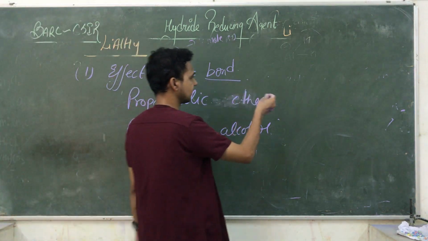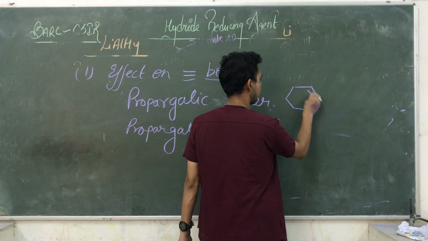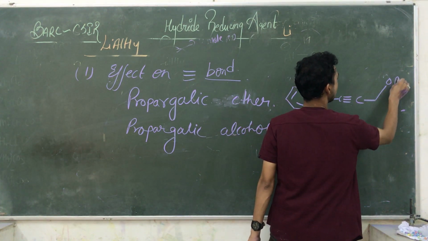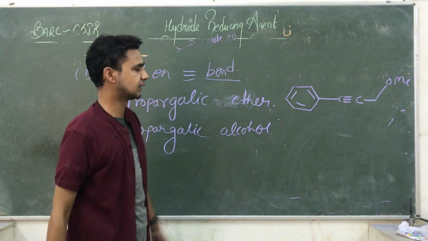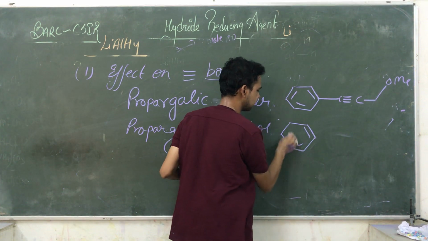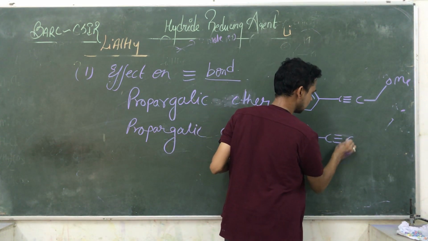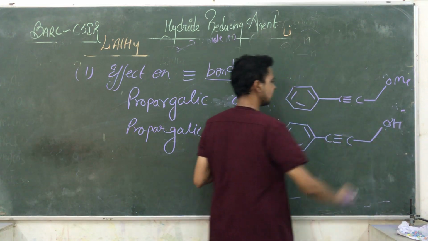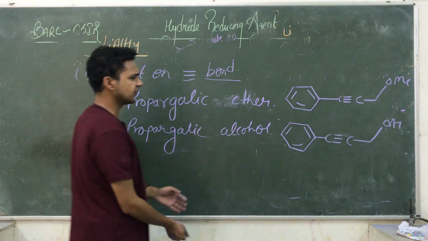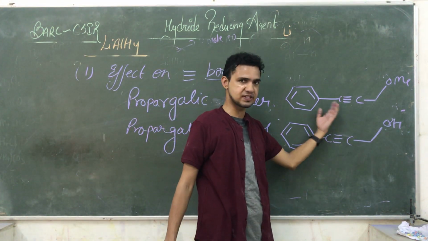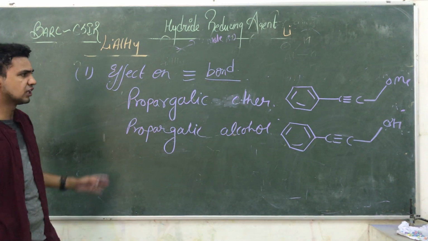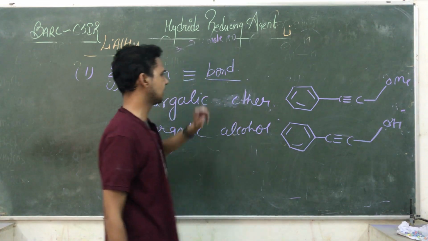See the propargylic ether example. Here carbon, triple bond, carbon, O and E. That is the example of the propargylic ether. And propargylic alcohol is like this, a similar structure but the functional group is different. That is a propargylic alcohol. Such types of compounds are generally affected. And look here, the triple bond is in conjugation with the benzene ring, like a double bond. So such a compound is affected by lithium aluminum hydride.